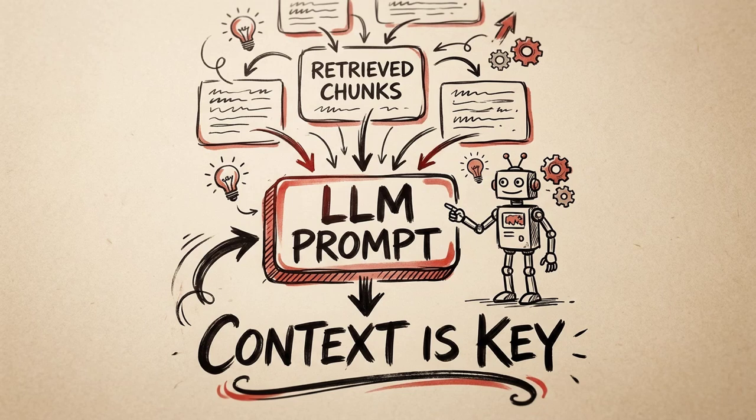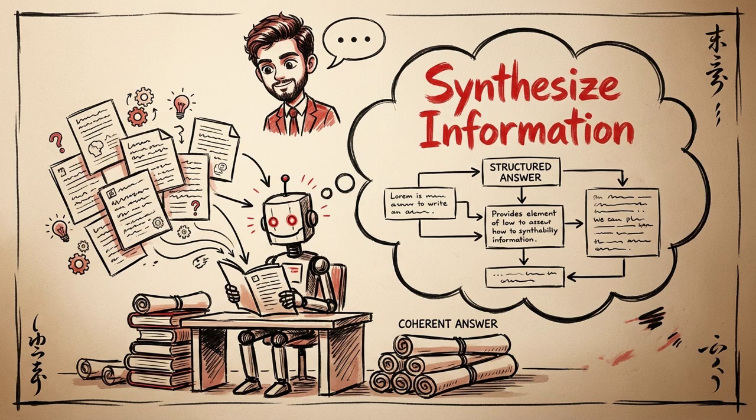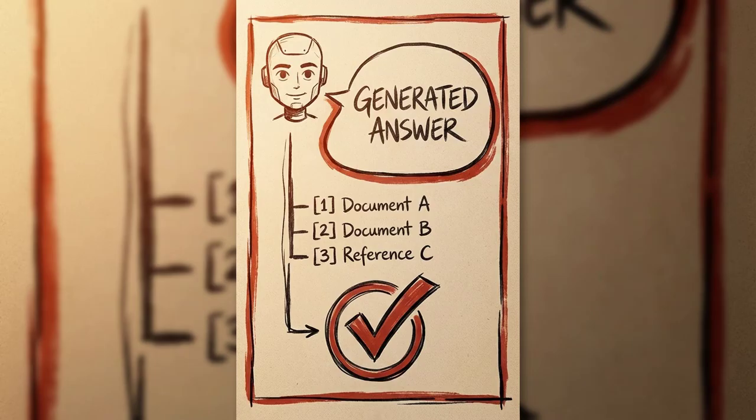The most relevant chunks are then injected into the LLM's prompt as context. This is like giving the LLM an instruction manual before it answers. With this context, the LLM no longer has to guess or hallucinate. It synthesizes the information from the provided chunks to formulate a coherent, accurate answer. The final output is the generated answer, often accompanied by direct links or references to the original document chunks. This builds trust and allows verification.